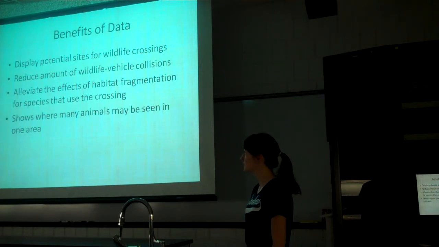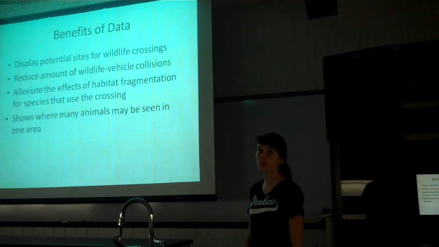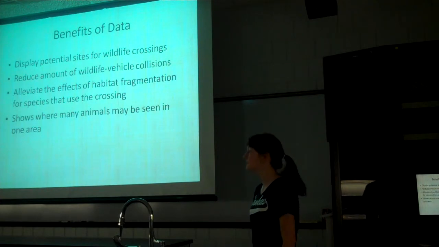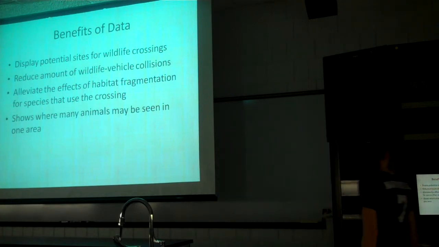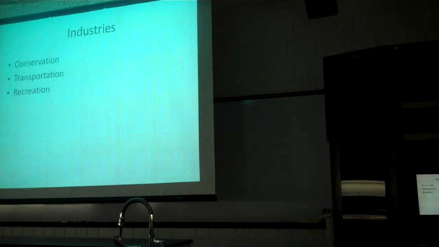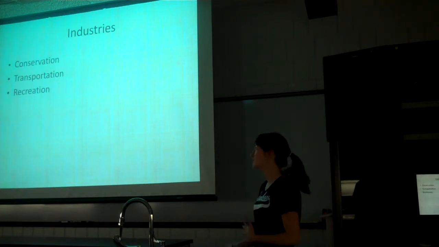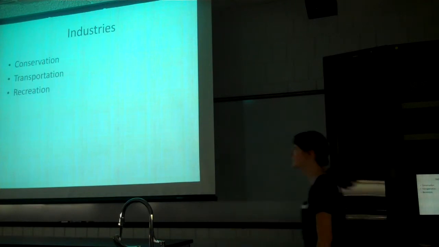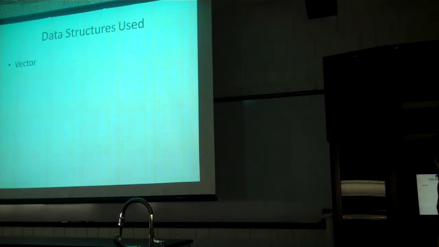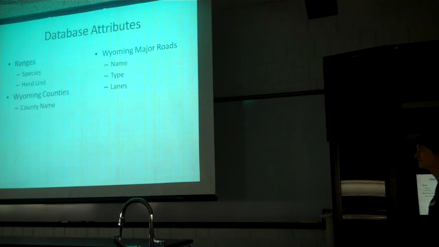And it would also show where many animals can be seen in one area, which would be useful for tourists or people who would just like to see a large variety of animals in one area. Okay, and then the industries that would find this data useful would be the conservation industry, the transportation industry, and the recreation industry. And I used vector data.